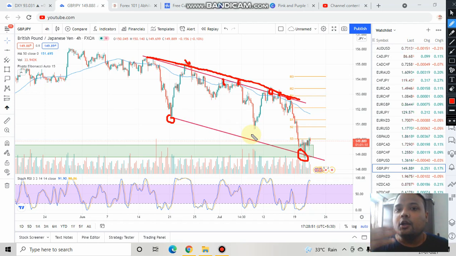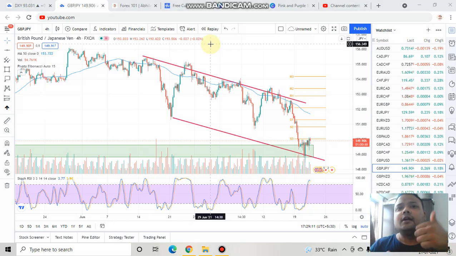On the other hand, look at the resistance here, or look at the trend line here. Whenever the market is trying to go up, it is respecting the trend line as a resistance, or the trend line is not allowing the market to go up. Therefore, resistance is valid but I'm not sure about the support level.